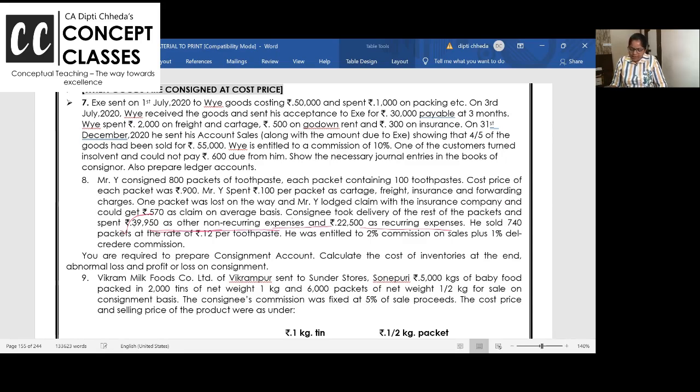He sold 740 packets at the rate of 12 packets, and he was entitled to a commission of 2% and 1% del credere. You are required to prepare the consignment account and cost of the inventory, abnormal loss and all. They have not asked you to prepare the consignee account. Still, we will see. If we wish, we will prepare. So just the consignment account, same problem only.